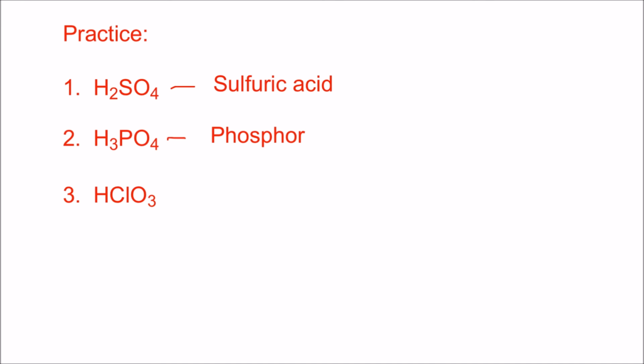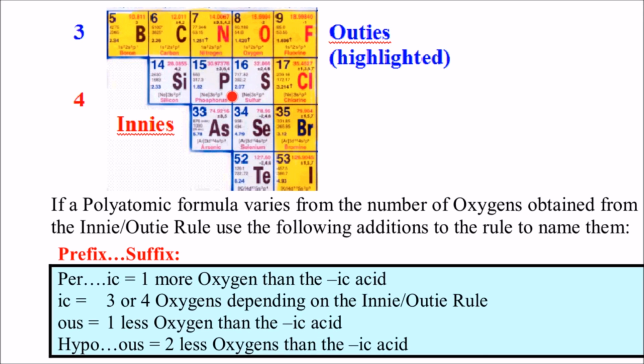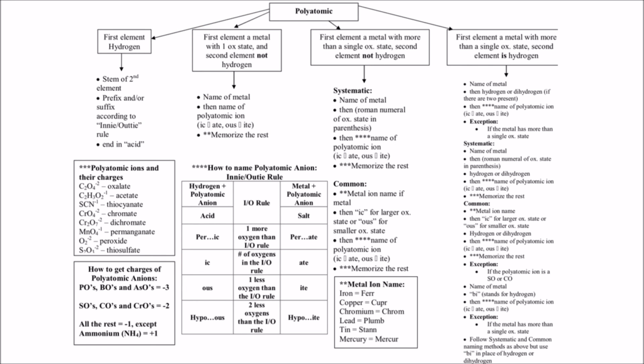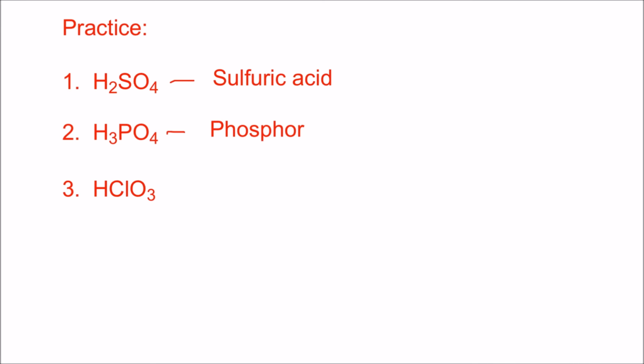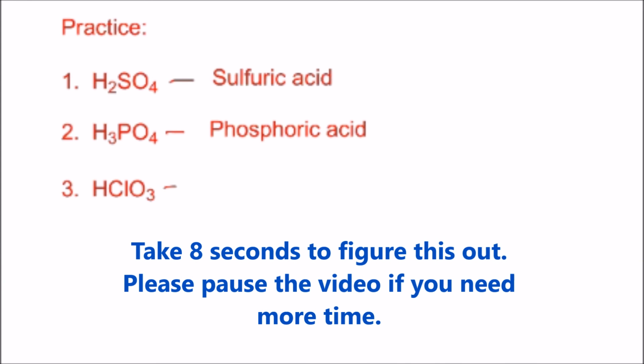So let's use our any-outie rule. Phosphorus is an any, which means it wants 4 oxygens to end with ic acid. See here on your flow chart, if it has the number of oxygens that the any-outie rule says it's supposed to have, then it gets to end with ic. This has 4 oxygens just like the any-outie rule says it's supposed to have, so it's going to end with ic acid. Okay? Now I want you to see if you can do this one on your own.